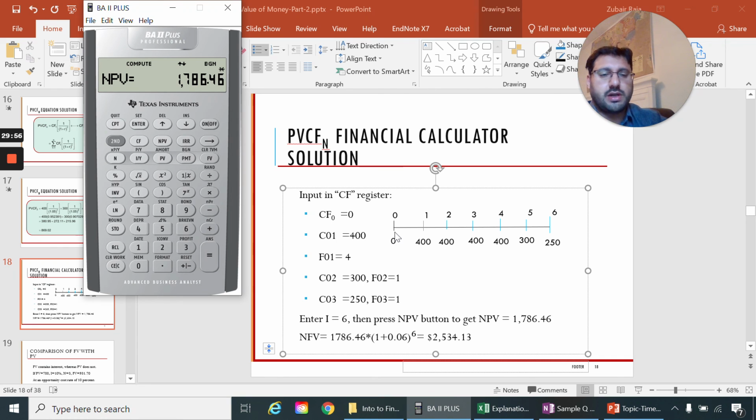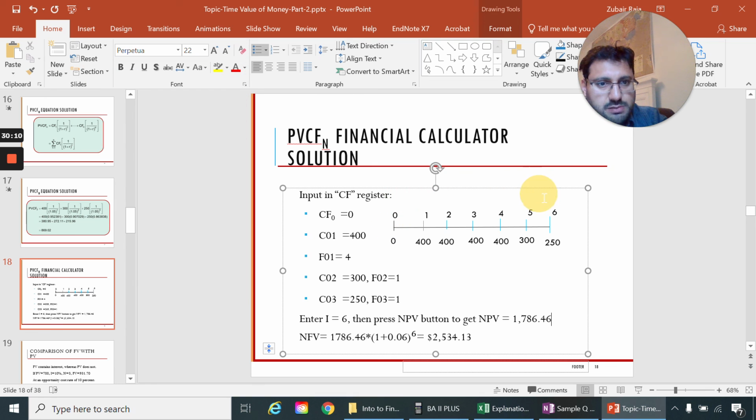compound it, not discount it. We are adding the interest. When we add the interest, we call it compounding. And whenever we do compounding, we multiply with the interest rate. In discounting, when we try to find the present value, we divide with the interest rate. So you have to compound it over the 6 periods of time.